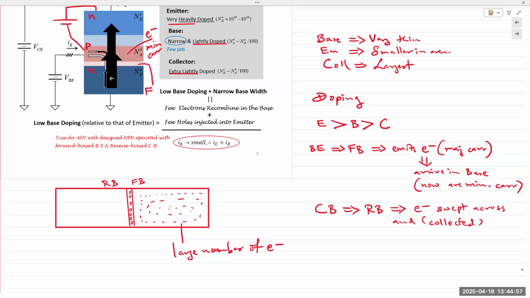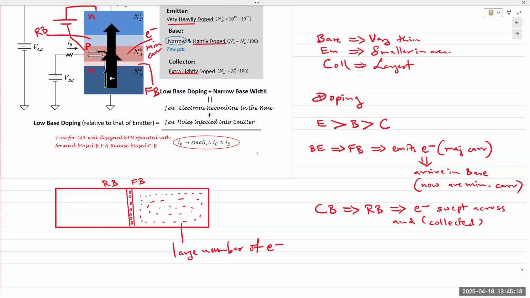This is the depletion region for the forward bias, so it shrinks. This is the depletion region because it's a reverse bias, so it expands a bit. Okay. And of course, the geometry and the design of the BJT restricts how much it can expand.